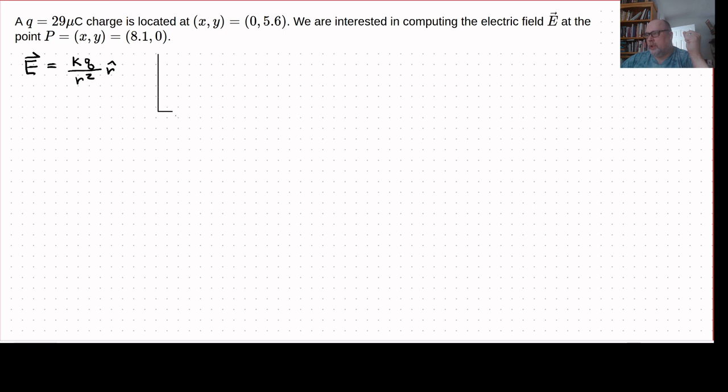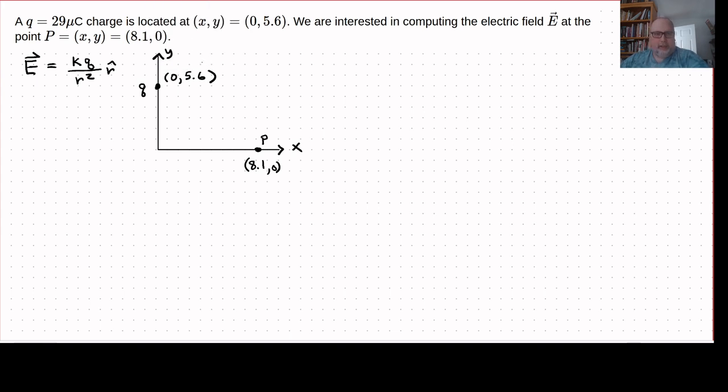So let's draw a little coordinate system here. We'll make this y, we'll make this x. We're told that the charge itself is located right here on the y-axis. Our coordinates here are 0 and 5.6. We're also told that the observation location, the place where we're interested in computing the field, which is point P, is on the x-axis with coordinates 8.1 and 0.